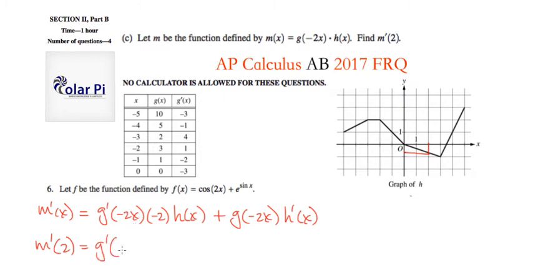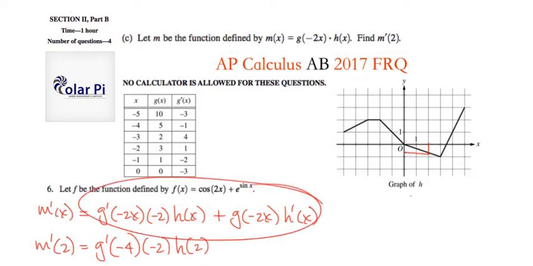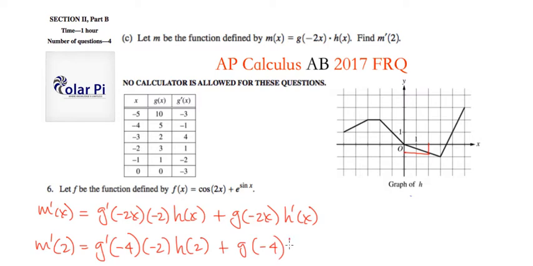And m prime of 2 then is going to have to equal g prime of negative 2 times 2, which is negative 4. So g prime of negative 4 times negative 2, and then times h of 2, right? We're plugging in 2 everywhere we see an x in this expression. So plus g of negative 4 times h prime of 2.